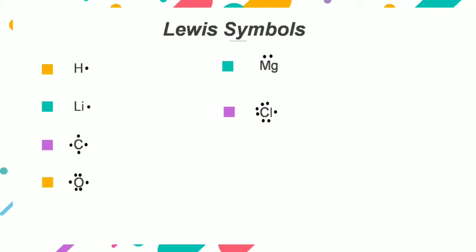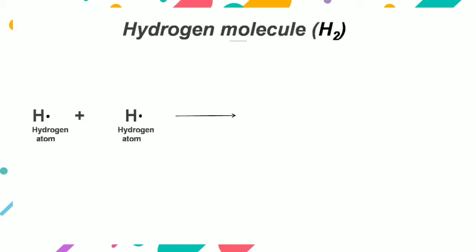Now coming to the electron dot diagrams, firstly we will discuss the example of hydrogen molecule. Hydrogen molecule is formed by chemical combination of two hydrogen atoms. So we will write H dot plus H dot. We have put one dot with the symbol of hydrogen because only one electron is present in the valence shell of hydrogen. Then we know that to complete its duplet, both these hydrogen atoms share one electron each.